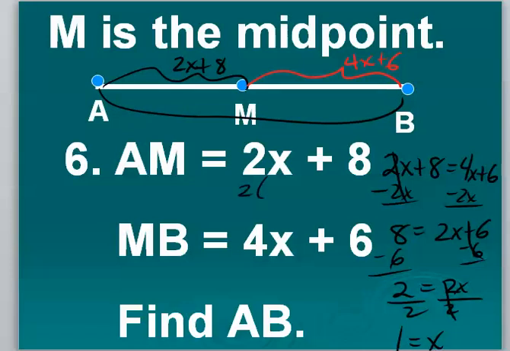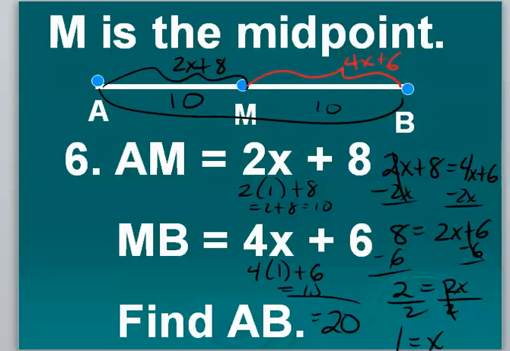If I do 2 times 1 plus 8, I get 2 plus 8, which is 10. That tells me from A to M is 10. MB should be 10. It should be the same length. We could plug the x value in to double check. 4 times 1 is 4, plus 6 is 10. So the length of the whole thing, AB, is 20.